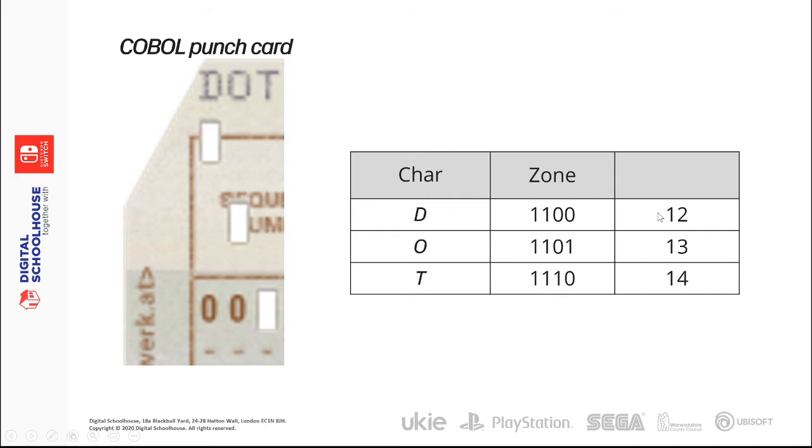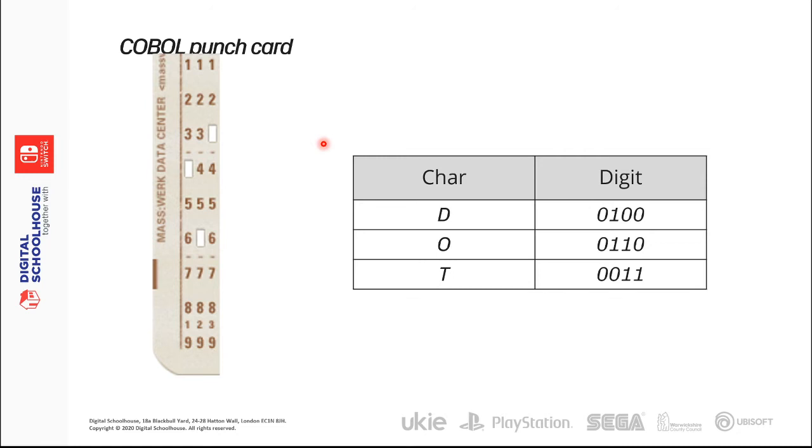D is in zone 12, which is up here. Then we've got O, which is in zone 13 in the middle there. And then we've got the T, which is in zone 14, which is over the top of the zero. And then we use that in conjunction with the character. So we have to look at which character has been punched out, so which number has been punched out.